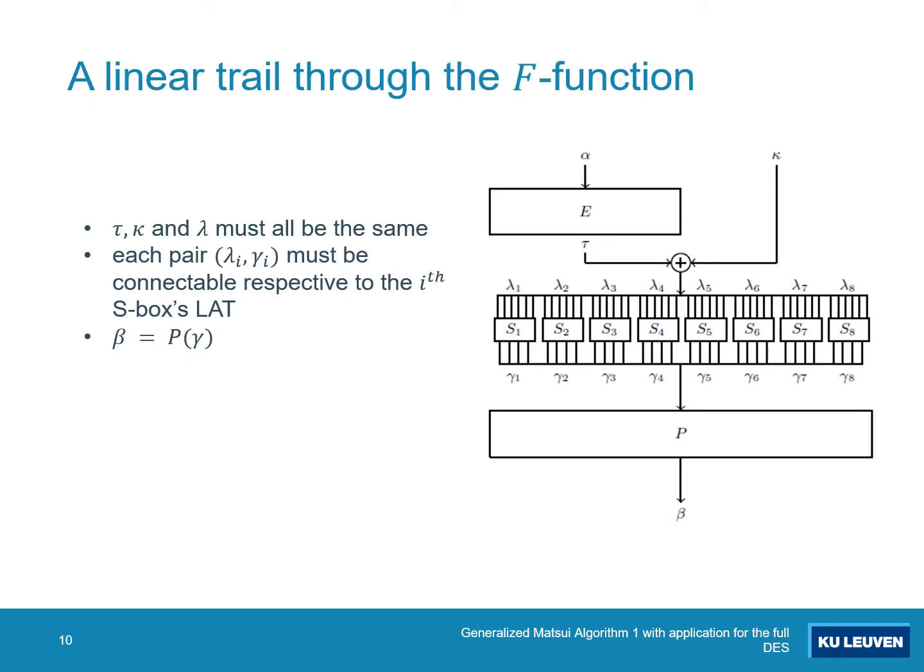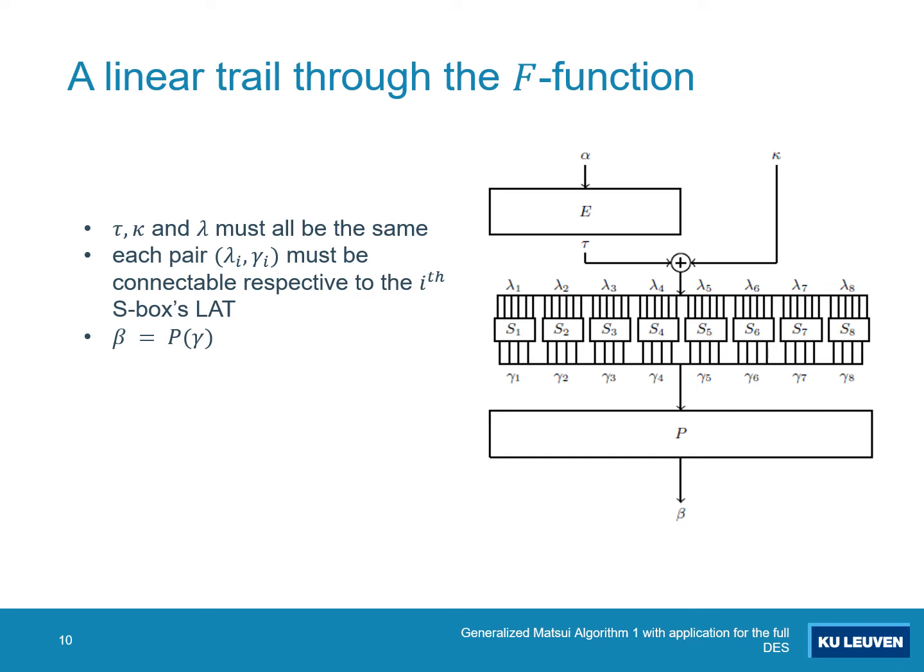Let me now present how a linear trail through the f function of DES can be obtained. Let the input mask of the trail be alpha, while the output mask is beta. K represents the key mask, tau represents the output mask of the E function, while lambda and gamma represent the input and output masks of the substitution layer. Following the rules of propagation of linear trails, the intermediate masks of the f function must satisfy the following conditions.